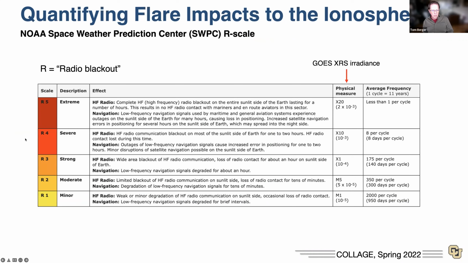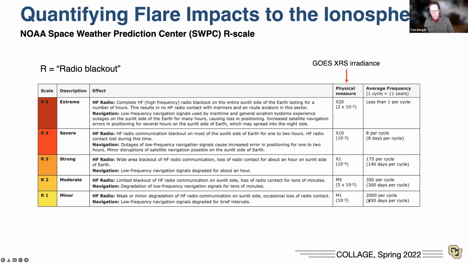This is a scale of X-ray flare radio interference put out by the Space Weather Prediction Center. It's basically based on the physical measure of X-ray irradiance from the GOES satellites. But for the purposes of dealing with radio communications customers, SWPC labels these events from R1 to R5, rather than calling it an M1 flare, an M5 flare, an X1 flare, X10, et cetera.